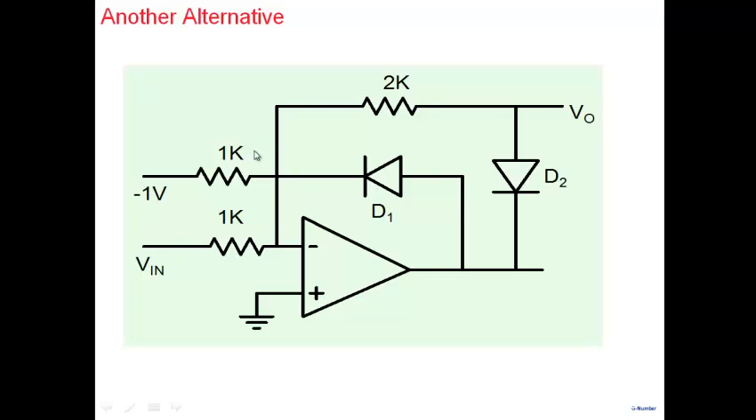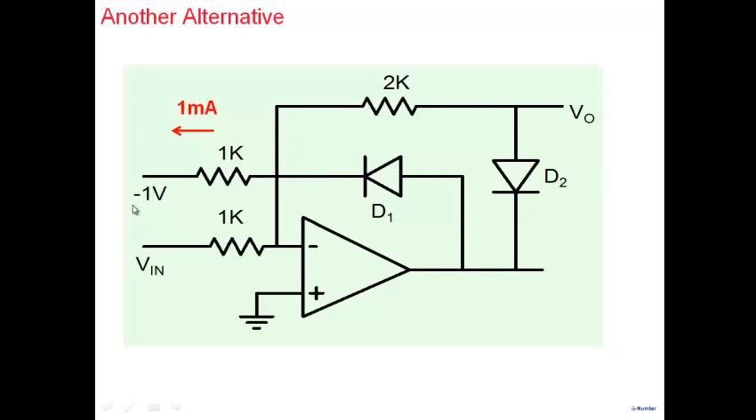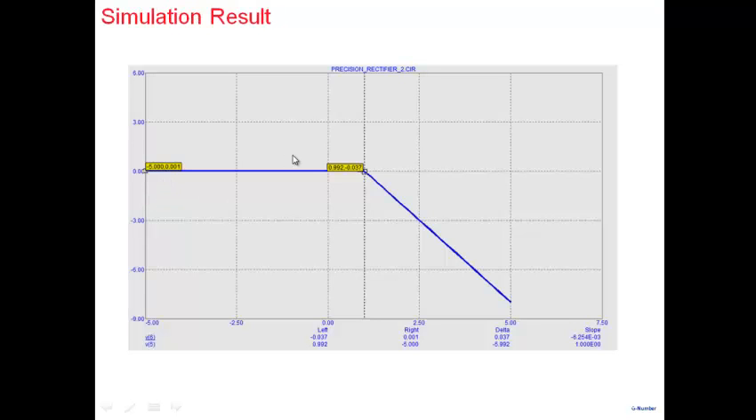So by adjusting the value of the resistor and the bias voltage here, we can easily shift the graph. In this case, for example, when we put 1 volt here, we can shift the curve to the right by about 1 volt. In fact, precisely 1 volt.